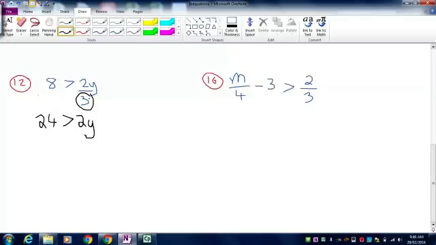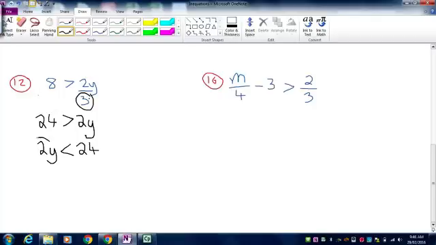Now I'm just going to change the direction of this inequality by swapping the terms, which means on the next line it's going to look like this. 2y is less than 24. Notice that that's exactly the same thing as the line above. It's just written in the opposite direction. Now that's just because I usually have my variables or my pronumerals on the left when I'm solving.